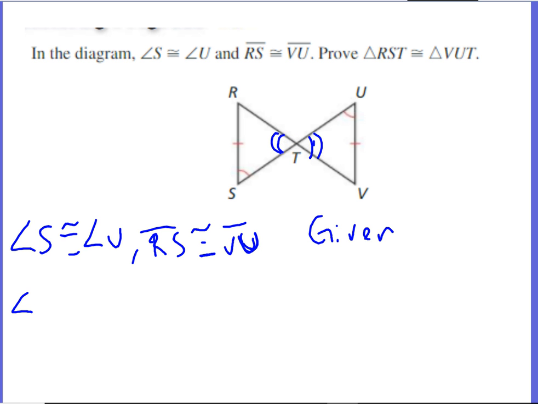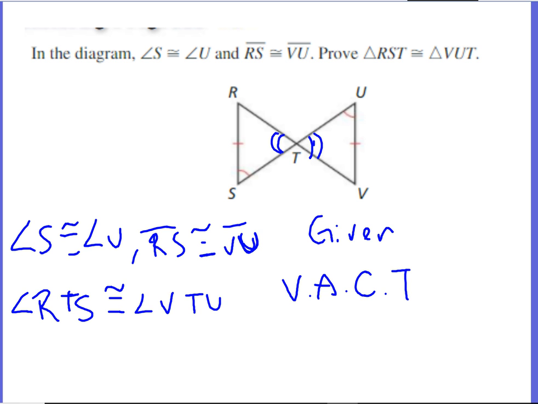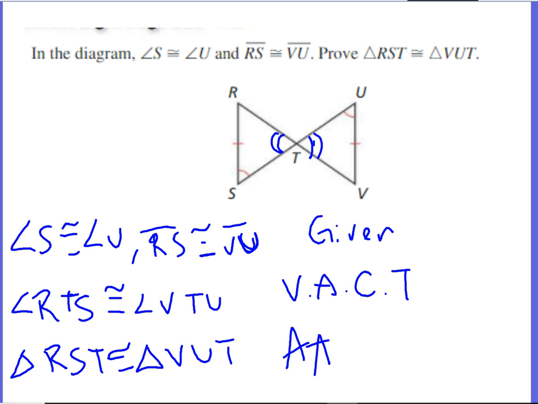And so I can say that angle RTS is congruent to angle VTU by the vertical angles congruency theorem, or I can just simply say that vertical angles are congruent. And now I know that triangle RST is congruent to triangle VUT by angle side.